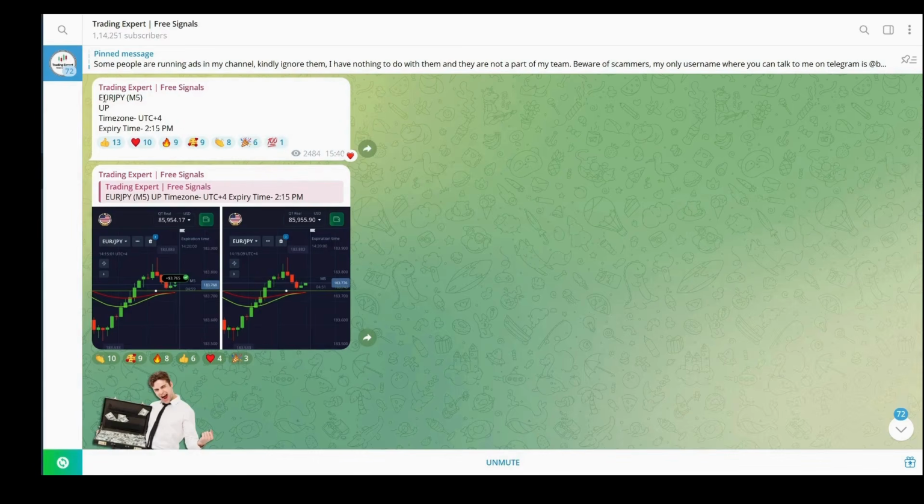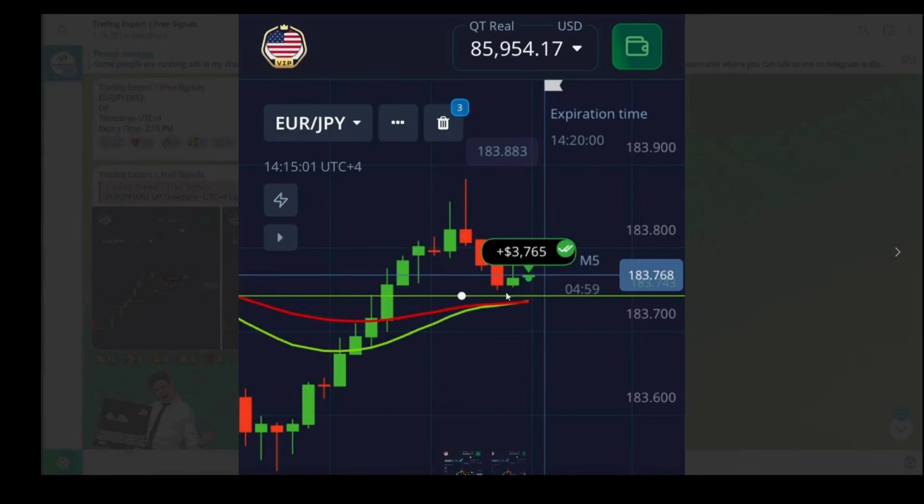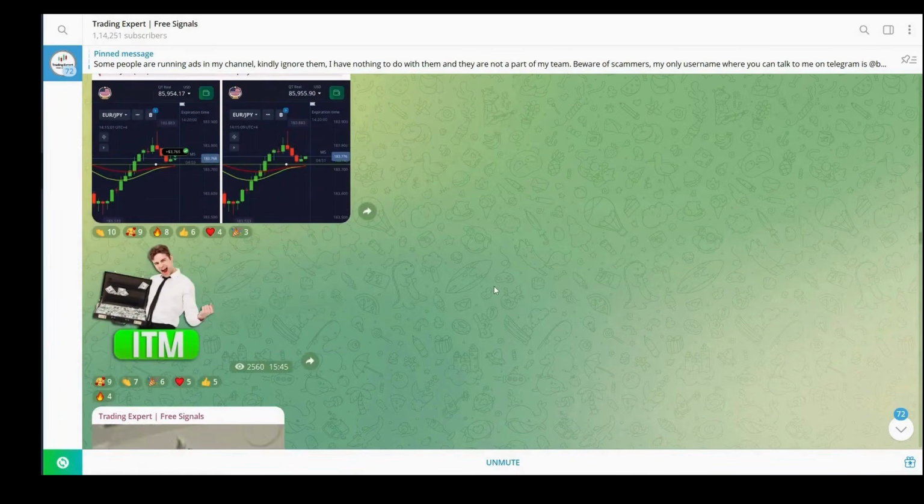The first trade that we provided in the free group was on EURJPY for the upside move. The logic behind this trade was very clear. There was a strong support level, the market was in an uptrend, and the moving average was also supporting the price. You can see that the previous red candle closed above the moving average. That's why we provided a buy signal, and this trade resulted in a very good win.